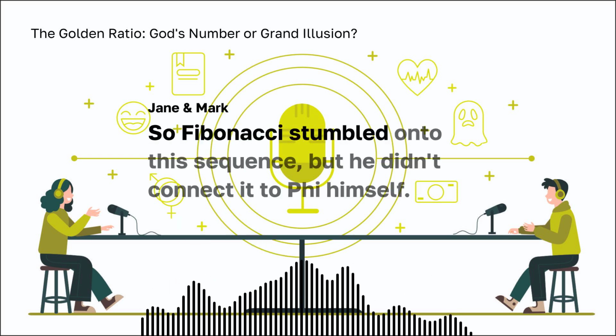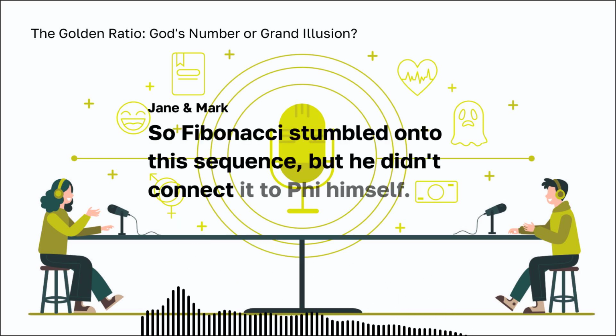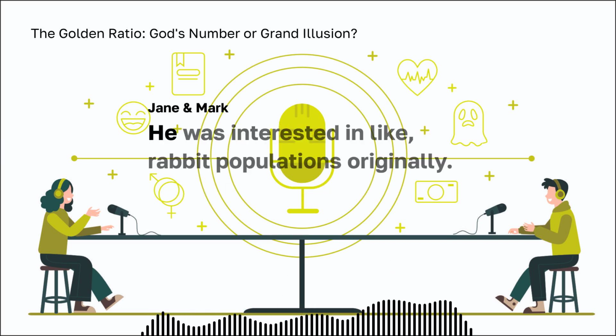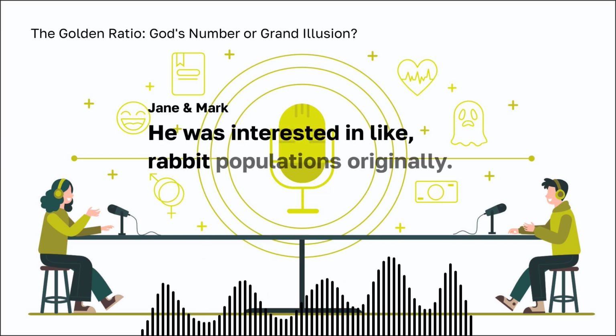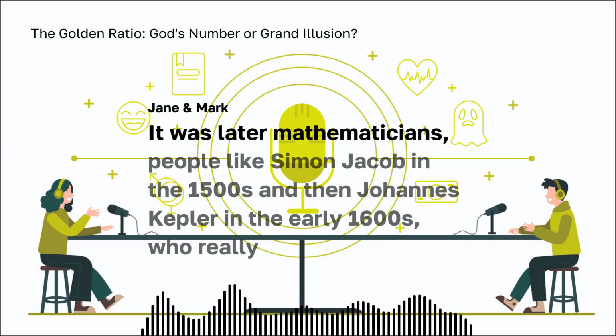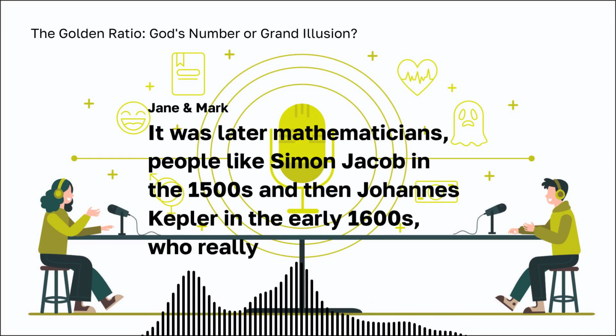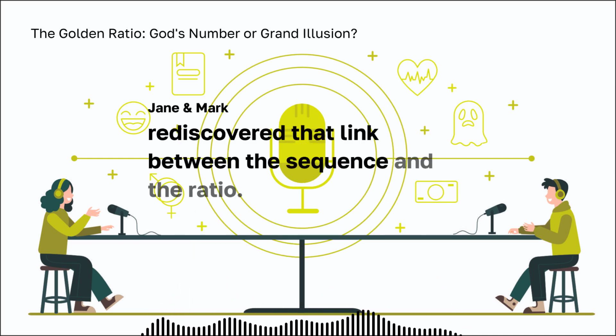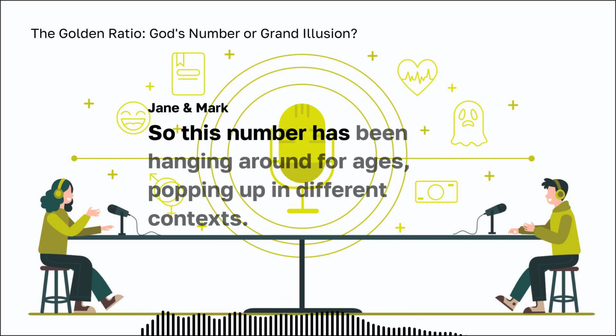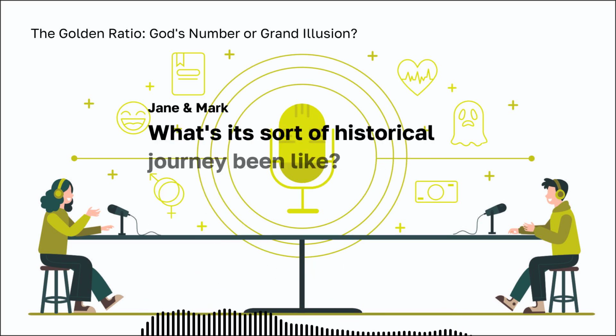So Fibonacci stumbled onto the sequence, but he didn't connect it to phi himself. Apparently not. He was interested in rabbit populations originally. It was later mathematicians, people like Simon Jacob in the 1500s, and then Johannes Kepler in the early 1600s, who really rediscovered that link between the sequence and the ratio. So this number, phi, has been hanging around for ages, popping up in different contexts. Yeah. What's its historical journey been like?